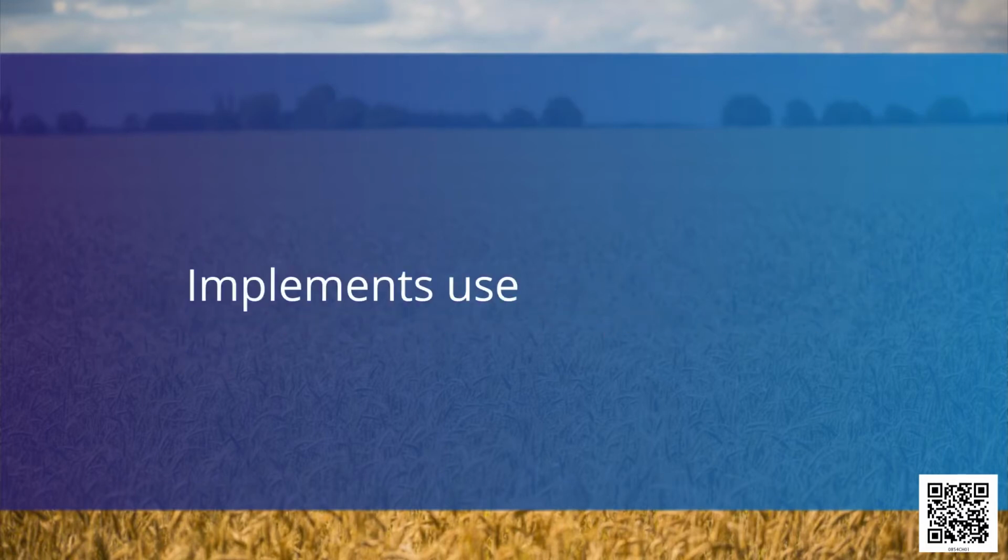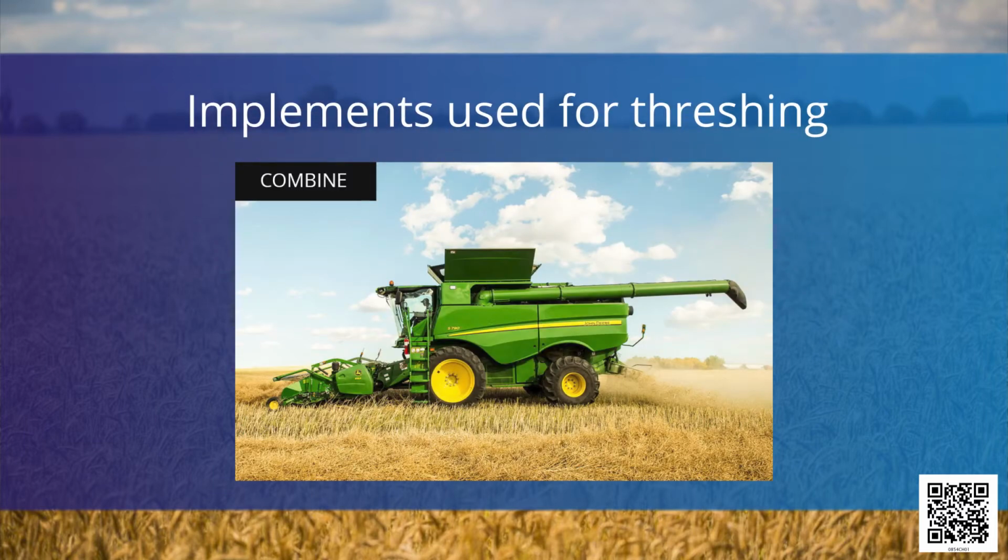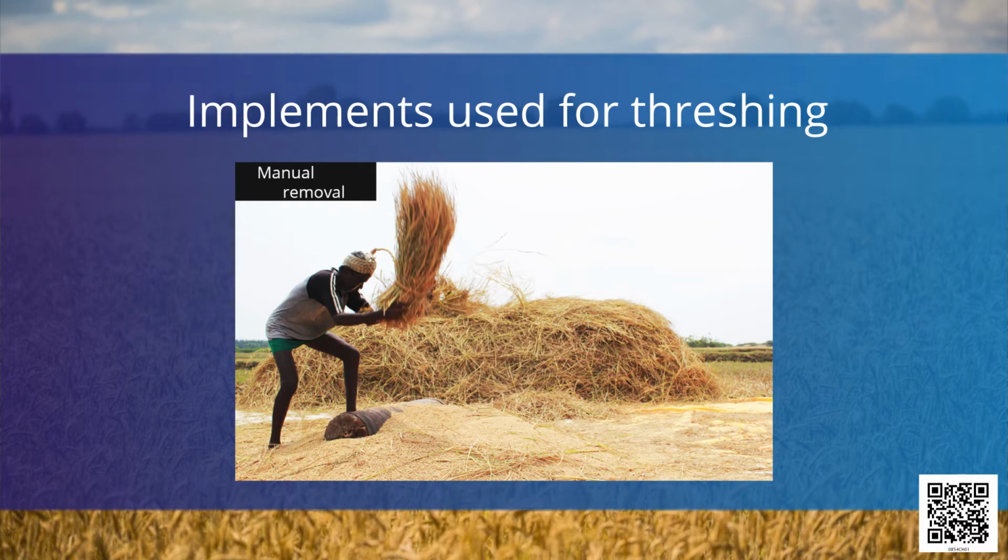Now, implements used for threshing. Using a combine, which is a combination of harvester and thresher. Second method is by beating the stalks on the ground to separate seeds from the stalks. You have already studied about this method in the previous classes.